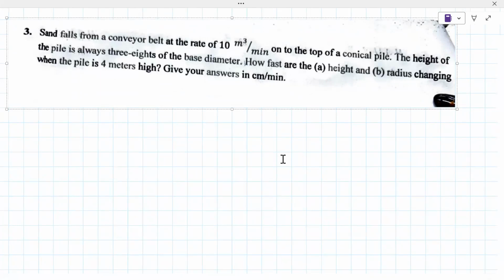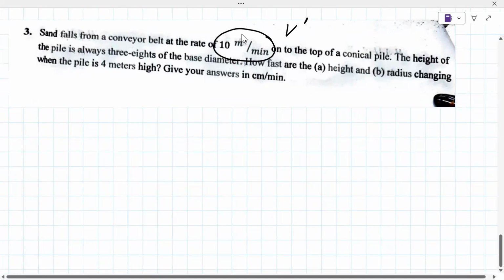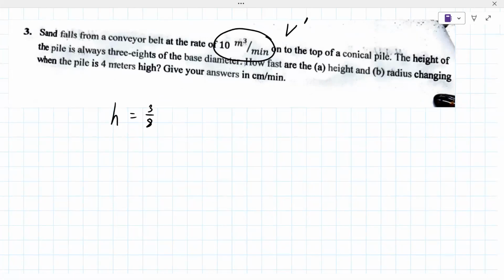So sand falls from a conveyor belt at a rate of 10 meters cubed per minute. So the units tell you that that's a V prime. The height of the pile is always 3/8 the base of the diameter. How fast are the height and radius changing when the pile is 4 meters high? Give your answer in centimeters. Okay. So it's a conical pile, I guess. I don't know how you're supposed to know that. But it says it. Okay.